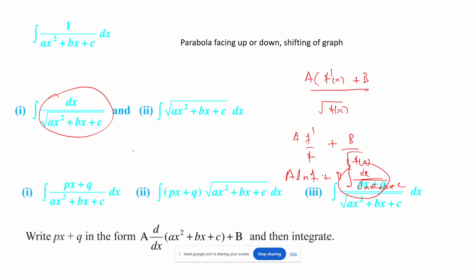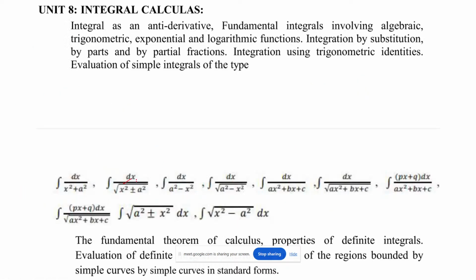This root of ax square plus bx plus c, you will mention it as dx by root of something square minus something square. Then you will get into one of those regular formats, one of those this or this. Understood, no?